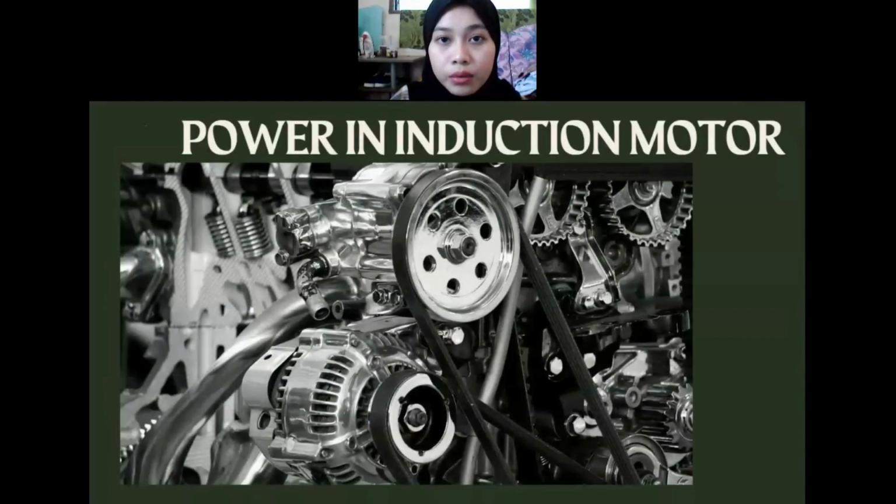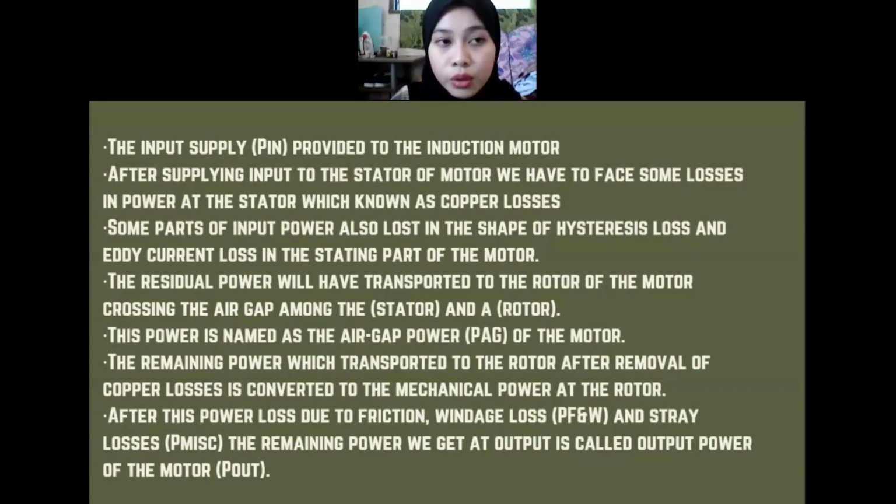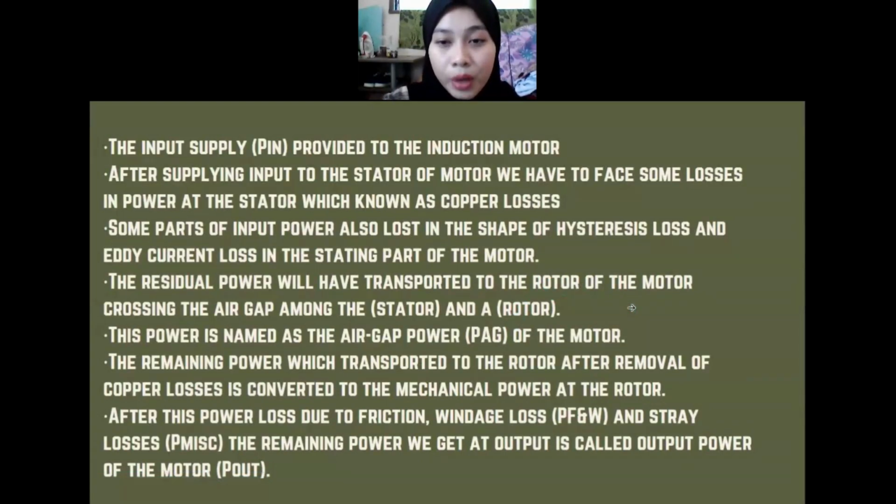Next, we will see the power in an induction motor. The input supply is provided to the induction motor. After supplying input to the stator of the motor, we have to face some power losses at the stator, which are known as copper losses. Some parts of the input power are also lost in the form of hysteresis losses and eddy current losses in the stator part of the motor. The residual power is transported to the rotor of the motor, crossing the air gap between the stator and the rotor. This power is named the air gap power of the motor.